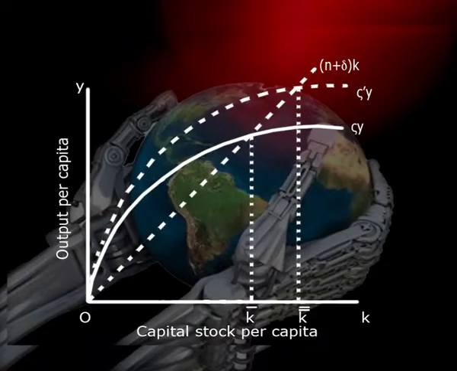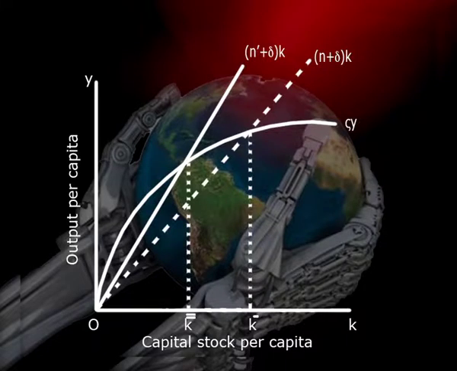Look at the graph here. A higher saving rate σ increases the investment per worker and it exceeds the investment required to keep the capital stock per worker constant. Thus, the capital stock per worker increases till a new steady state is attained, shown here as K double bar. Now, look at this figure.